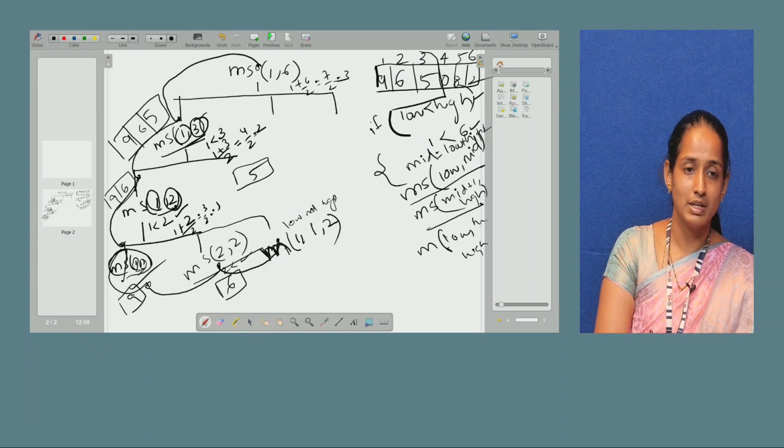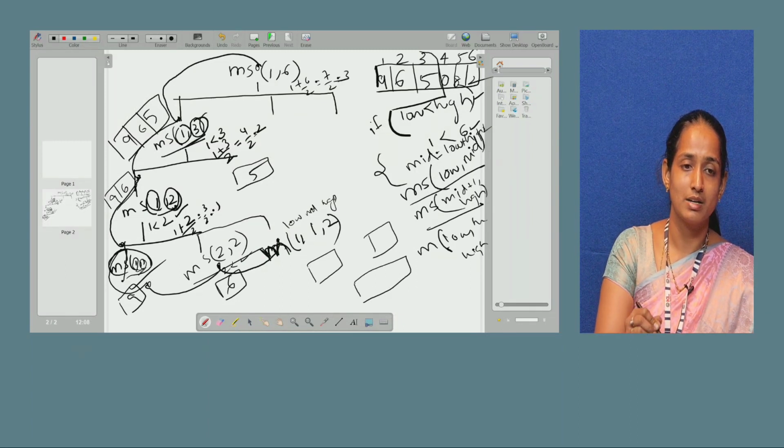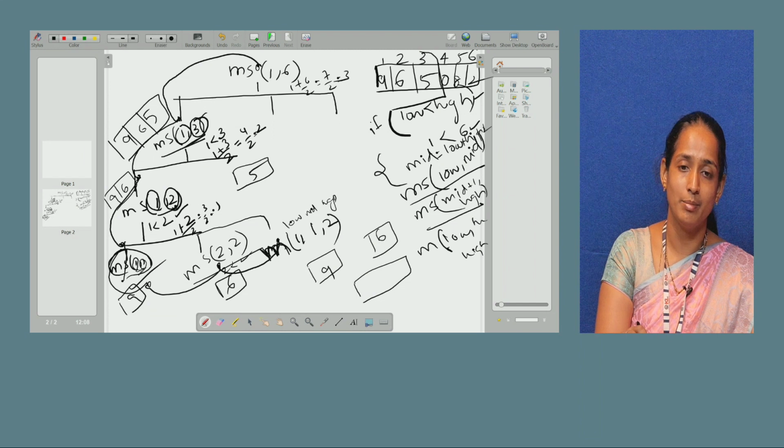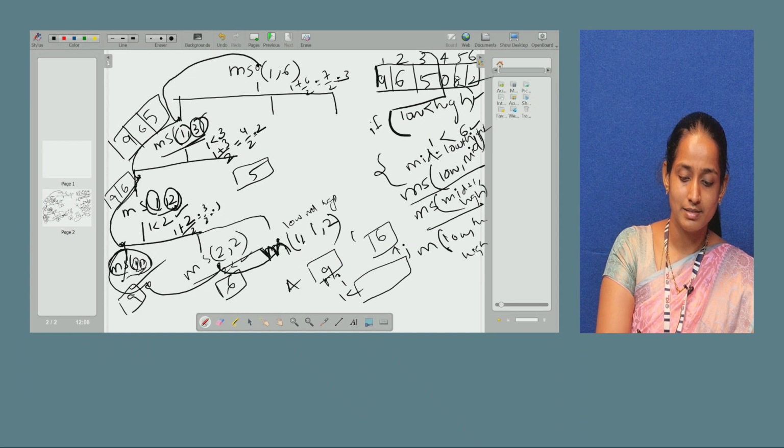So we have 2 arrays and 1 array to store the final result. In the first array we have element 9 and the second array we have an element 6, and we have 2 pointers, i pointing to the first array and j pointing to the second array. So we have an empty array, that is k, this is array A, this is array B.